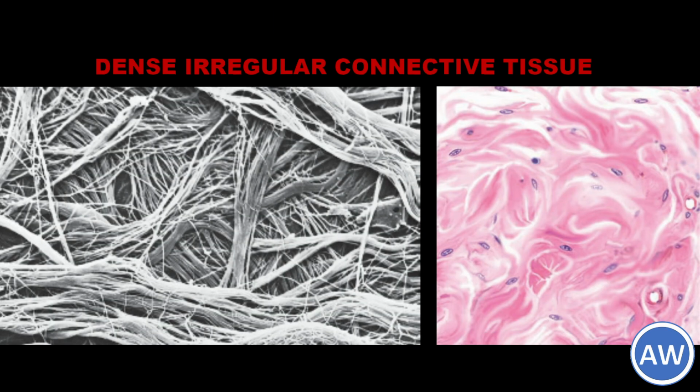Where firmer support and more strength are required, the dense irregular connective tissue replaces the loose type. The collagen fibers are numerous and densely packed, typically found in bundles and sectioned in several planes because they course in various directions. In dense connective tissue, the fibroblasts are often found compressed among the collagen fibers.